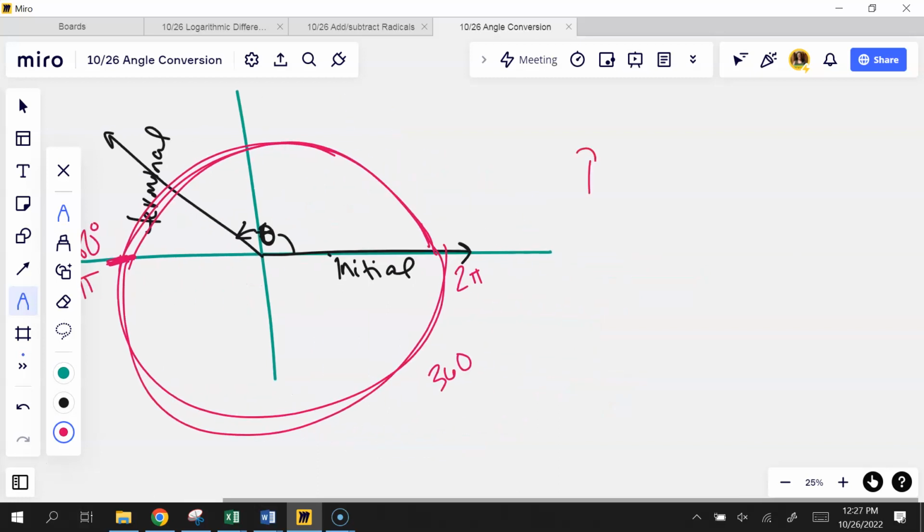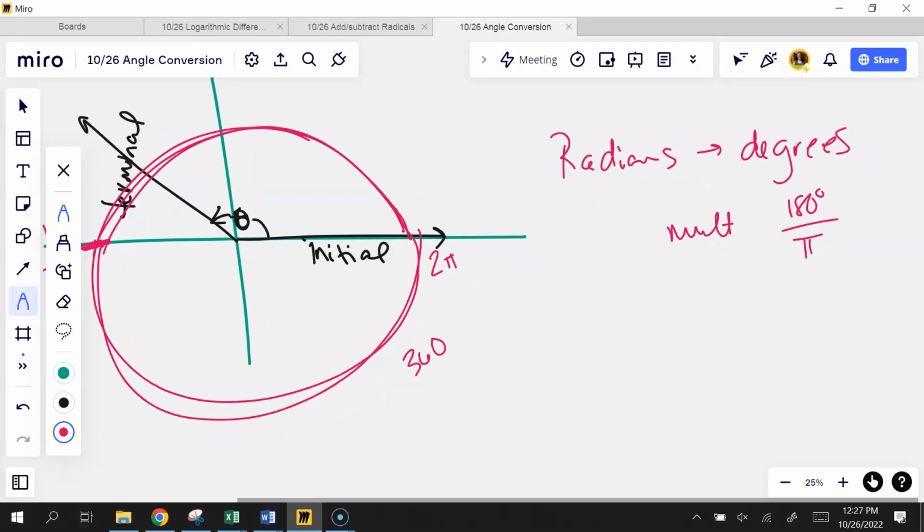To go from radians to degrees, I multiply by what? Flip it around. You multiply by 180 divided by pi. And then for degrees to radians, I would multiply by pi over 180. 180 degrees and pi are the same thing, so they're really one. It's really a unit conversion.